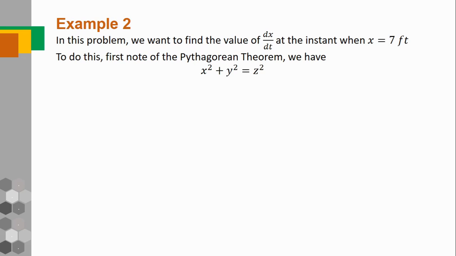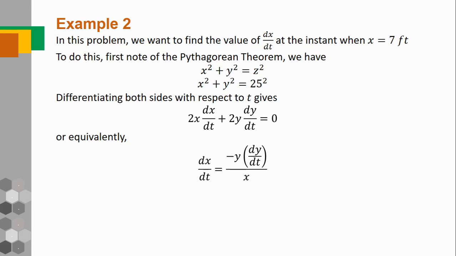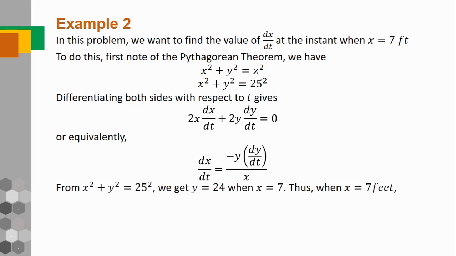We have x squared plus y squared equals z squared. And as we observe in this problem, z is not changing with time t, while x and y are changing with time t. So x squared plus y squared equals 25 squared. And by differentiating both sides with respect to t, it will give us 2x times dx over dt plus 2y times dy over dt equals 0. Or equivalently, dx over dt equals negative y times dy over dt over x.